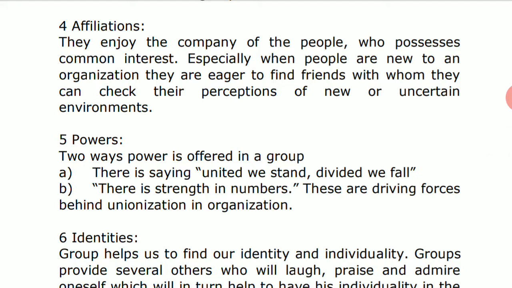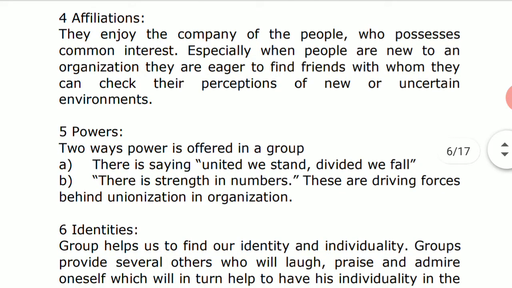That is why when we are there with a new environment or at a new place, then we'll always try to find out such kind of friends who are exactly having the same kind of interest that you have, or that will also tell you about how to adjust in the uncertain environments, right?